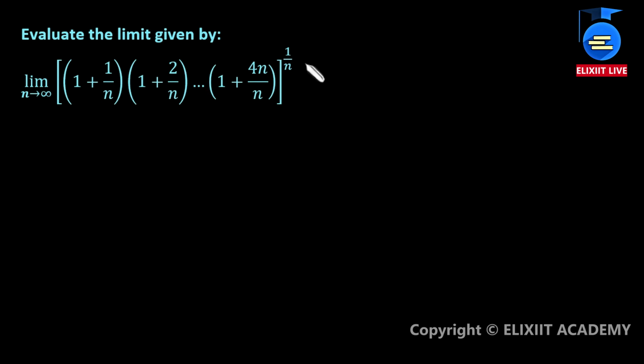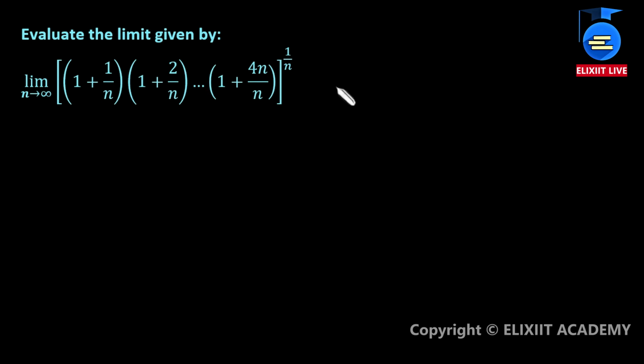Obviously, first we have to try to bring this into the format of sigma r by n. But the problem here is, we don't have a sum. Instead, we have a product in this case. Product of terms given by 1 plus 1 by n into 1 plus 2 by n and so on up to 1 plus 4n by n. And in the power we have 1 upon n.